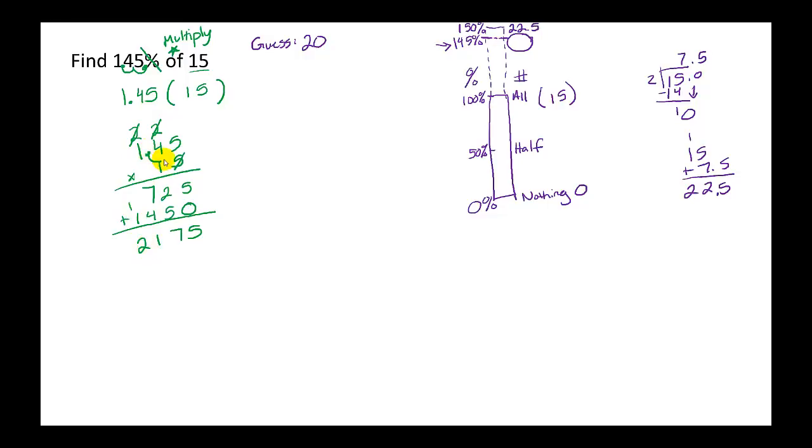We have our decimal, and we have to move it 2 places. So we move the decimal in 2 places at the end to get our answer of 21.75. I'm going to compare this 21.75 to my guess of about 20. That's pretty close. It's less than the 22.5, which would be too big. So it fits right in there, and that is the answer. 21.75 is 145% of 15.